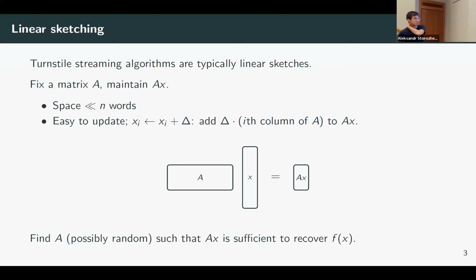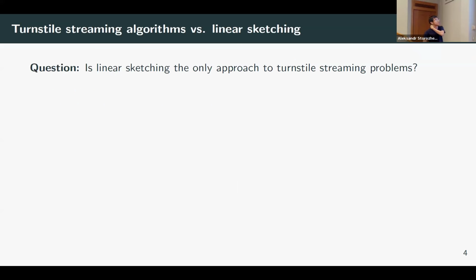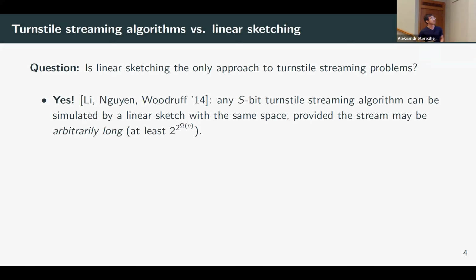So the space usage is small. And given that turnstile streaming algorithms are mostly linear sketches, this naturally raises the question: is linear sketching the only approach to turnstile streaming problems? Do we have other ideas or ways to design algorithms for turnstile streaming problems? It turns out that in general, the answer is yes to this question. Or rather, linear sketching is the only approach to turnstile streaming problems.